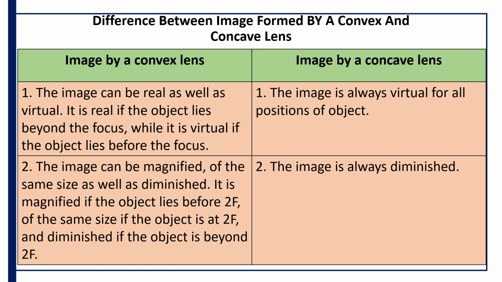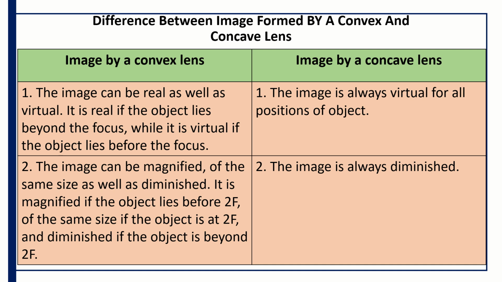It is real if the object lies beyond the focus, while it is virtual if the object lies before the focus. Now in the case of a concave lens, we always get virtual images in spite of any position of the object, whether it is at infinity or at any finite distance from the concave lens. The object forms a virtual image all the time.